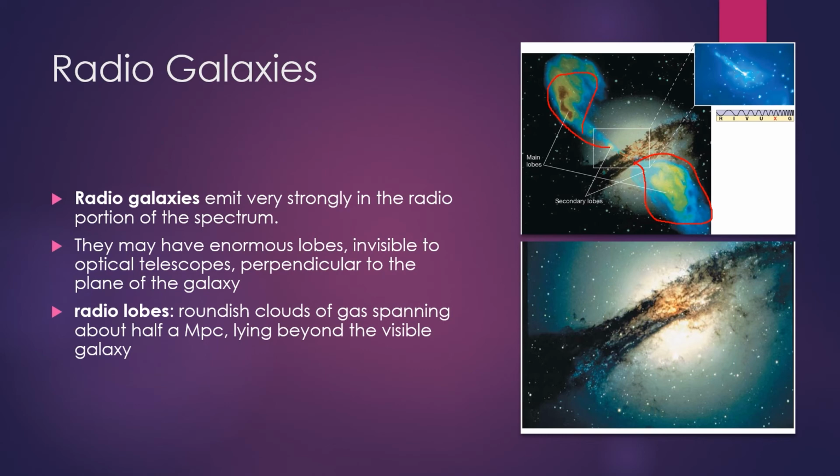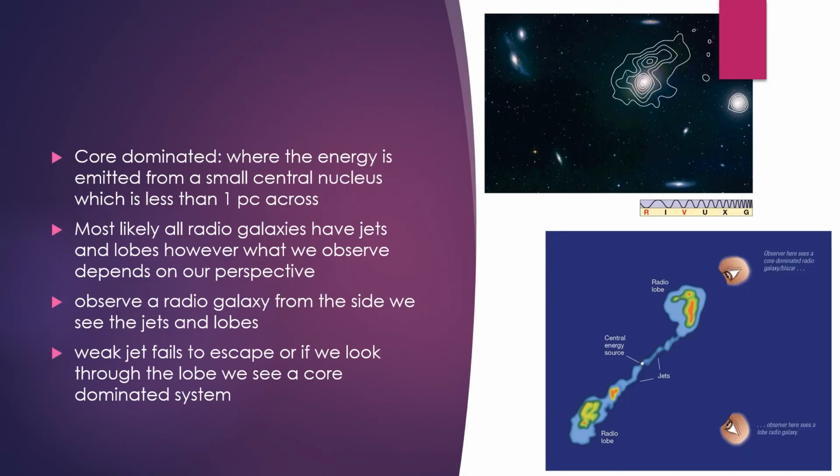Radio lobes are roundish clouds of gas spanning about half a megaparsec, lying beyond the visible galaxy, which is here, and this is the end of the visible galaxy. They are super neat. Weaker radio emissions will come from an extended region surrounding the nucleus. Most likely all radio galaxies have jets and lobes, however, what we observe depends on our perspective.